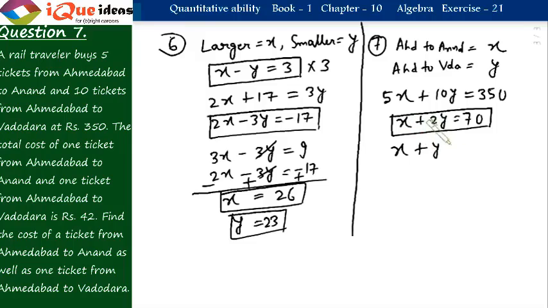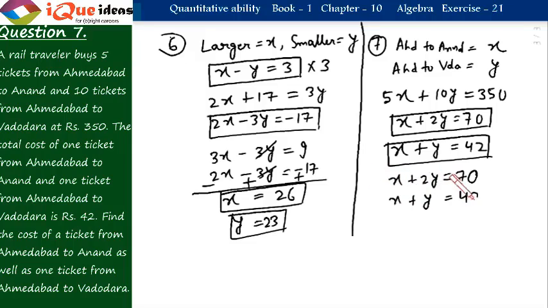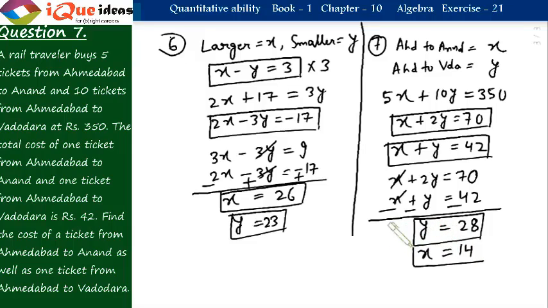I would say simply subtract. So x plus 2y equal to 70, and x plus y is equal to 42. If you subtract, x becomes minus, y becomes minus, 42 becomes minus. x and x get cancelled. 2y minus y is y equal to 70 minus 42 is 28. Now because it is given that x plus y is 42, y is 28, you can check that x will be equal to 14.